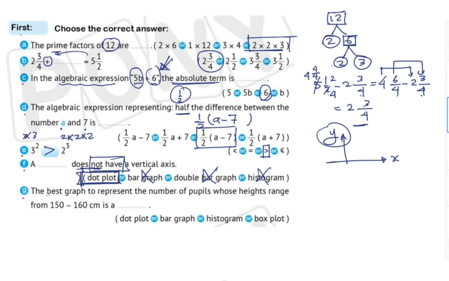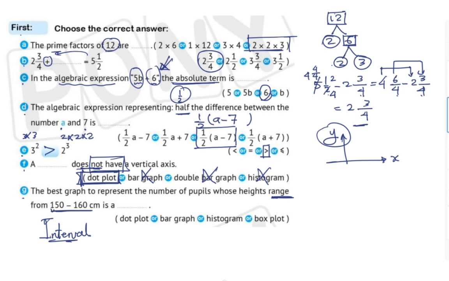Last point, choose the best graph to represent the number of pupils whose heights range from 150 to 160 centimeters. So you have a range between two numbers. This is what? This is an interval.